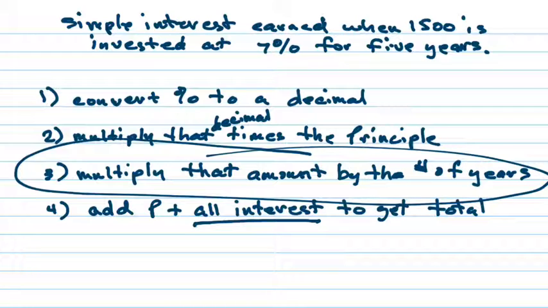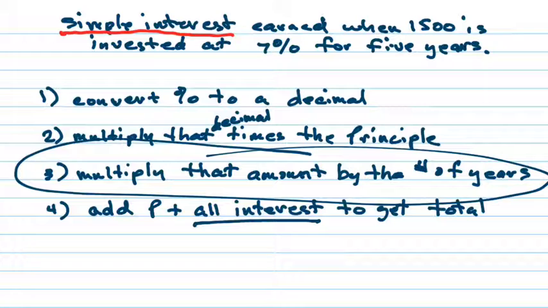All right. So let's look at our example here. So simple interest is earned, and remember that they have to tell you what kind of interest. So in this case, it specifically says simple interest, right? So that's just a percent of the number, because compound interest is slightly different. Okay? So simple interest is earned when $1,500 is invested at 7% for 5 years.